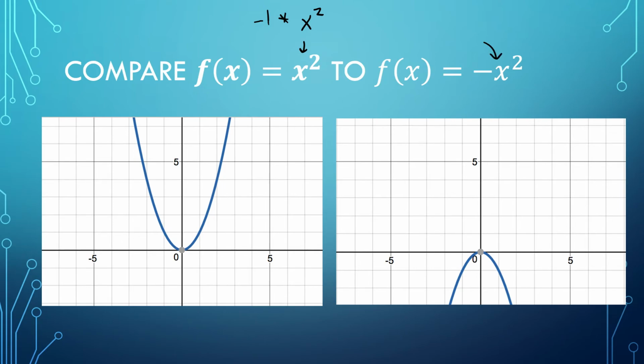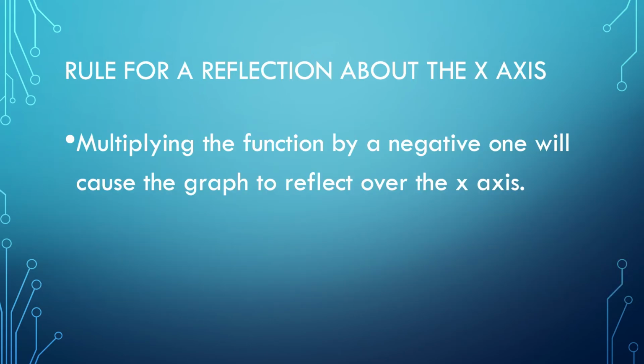Okay, so multiplying your function by -1, note what happens in the graph. It's going to cause the graph to reflect over the x-axis. So remember, your x-axis is this horizontal axis, and so the graph is essentially going to flip over that x-axis, and instead of opening up, it's going to open down. And so that is caused by multiplying your function by -1. So our rule says if you multiply the function by a -1, that will cause the graph to reflect over the x-axis.